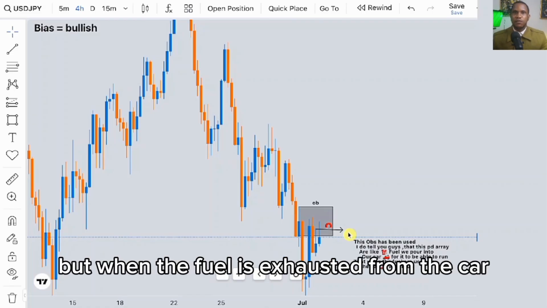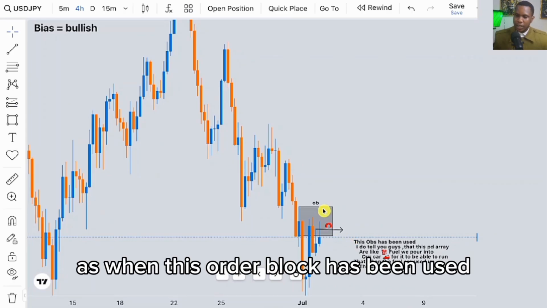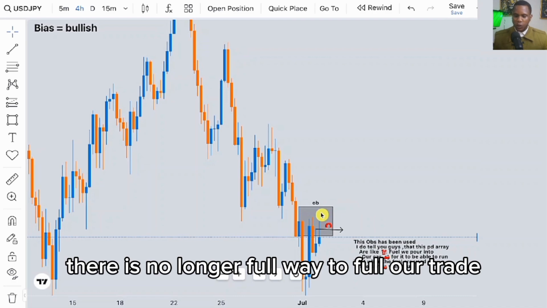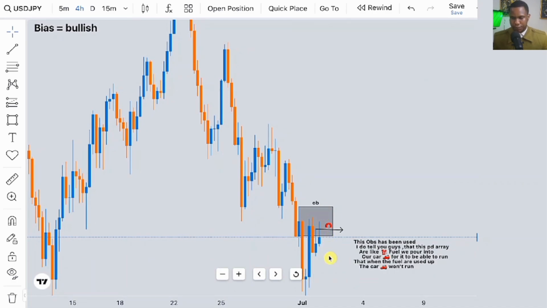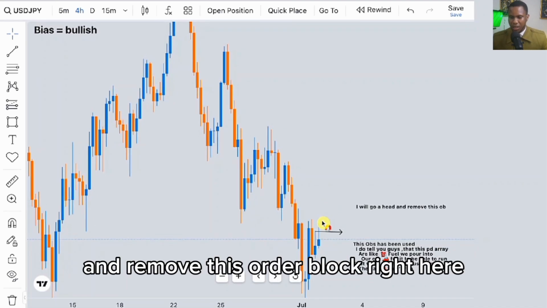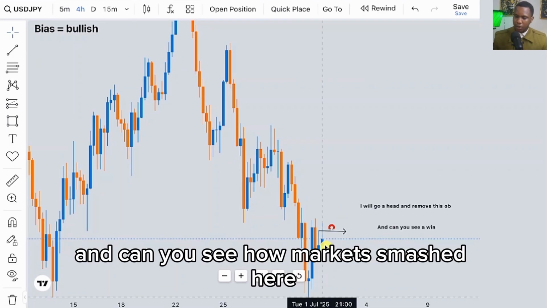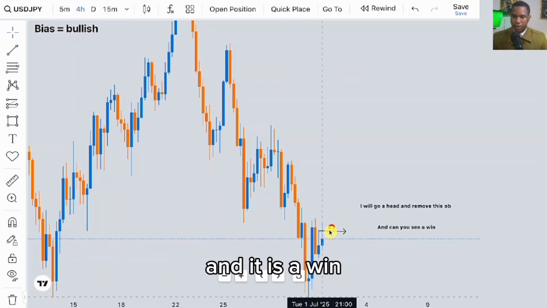But when the fuel is exhausted from the car, our car will not run. As when this other block have been used, there is no longer fuel to fuel our trade to the downside. I will go ahead and remove this other block right here. And can you see how markets smashed here, and it is a win.